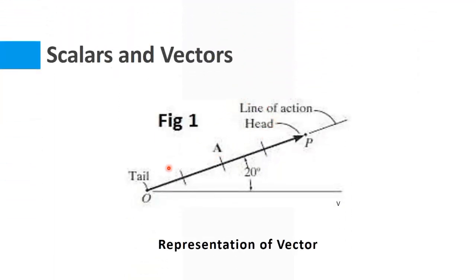In order to represent a vector, you need an arrow, and the length of this arrow shows the magnitude of the vector, and the angle of inclination, or the angle this vector makes with the x-axis or the horizontal axis, will give you the direction of this vector. You can represent a vector with a bold letter. Here you can see that this is vector A. The starting point of the vector is known as the tail, the ending point of the vector is known as the head, and the line which the vector passes through is known as the line of action of the vector.